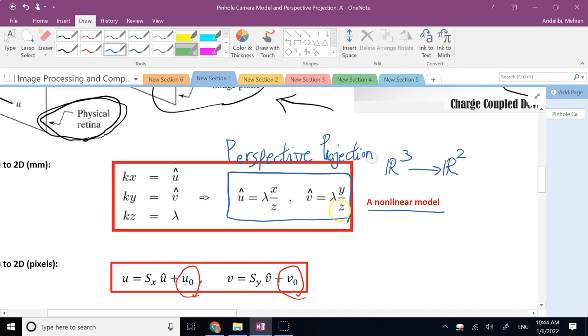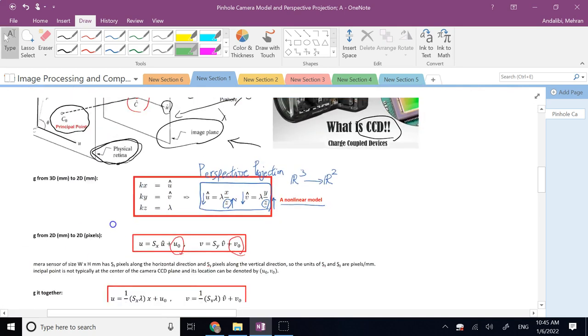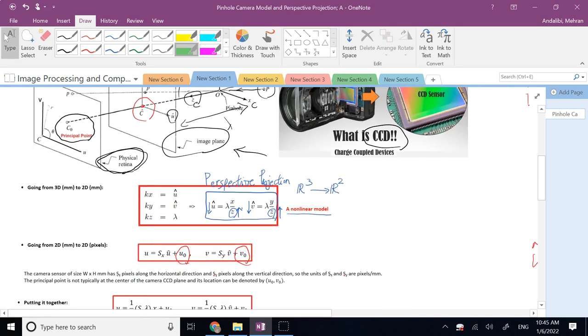And you clearly see that the bigger the z is, the bigger the depth is or the distance of the object from the camera, your u hat and v hat are going to be smaller. So distant objects will appear smaller. Good. So this is pinhole model and perspective projection that I explained so far, going from 3D to 2D.